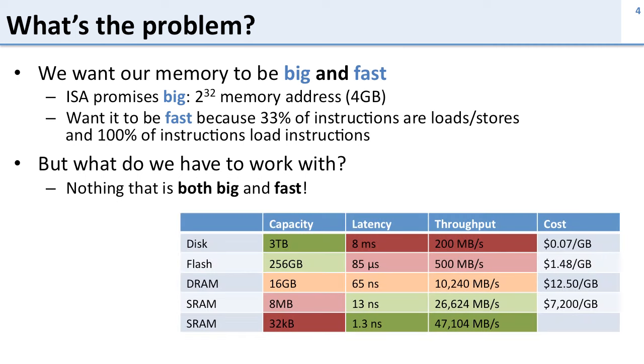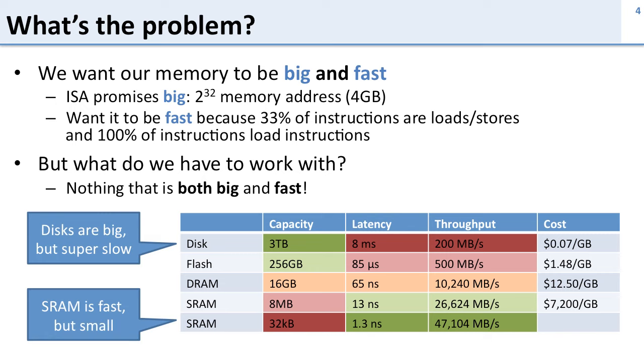So here's what we do have, and this is from the lecture on I/O. We have disks, which are very large, but they're incredibly slow. So big, but not fast. And we have SRAM, and SRAM is very fast, but it's incredibly small. So here we have fast, but not big. So we don't have one technology that's both large and fast.